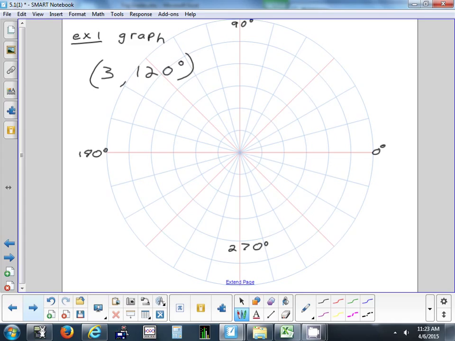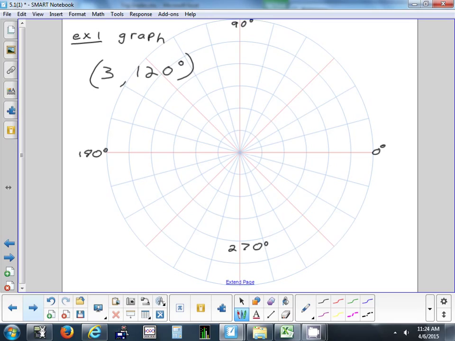All right, the first one they want us to draw is 3, 120. Okay, Mariah, which way do I go for the radius? I'm going to go 3 units which way? Counterclockwise and clockwise, that's going to be for the angle. But for the radius, it's either left or right. To the right. Why not left? What tells you this is right? It's positive. Perfect. Okay, so we're going to go 3 units to the right.